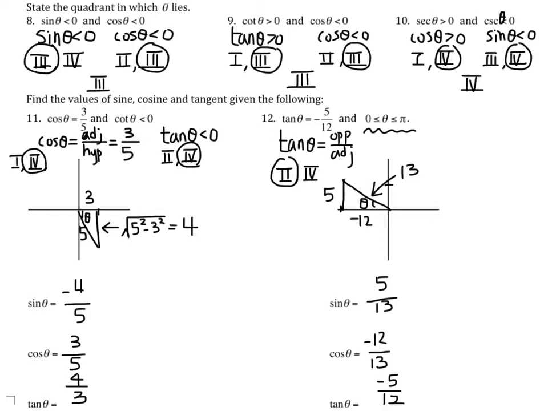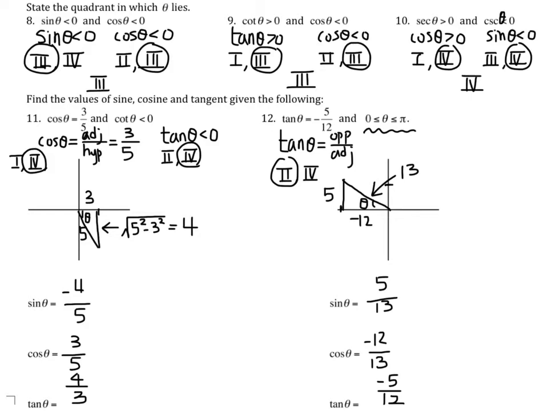Cotangent theta, I think about tangent. When will your tangent be a negative value? Tangent is negative in the second and the fourth quadrants. So only the fourth quadrant satisfies both of them. So my angle is going to lie in the fourth quadrant.